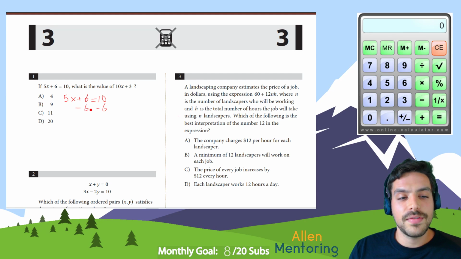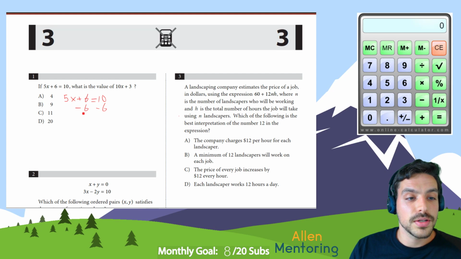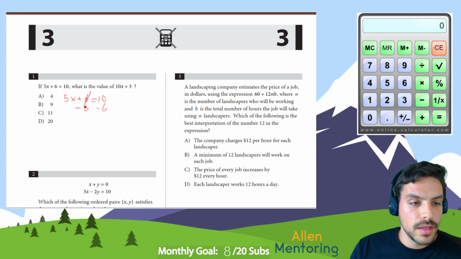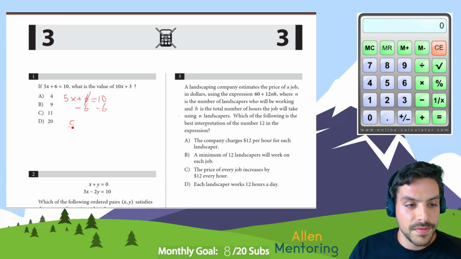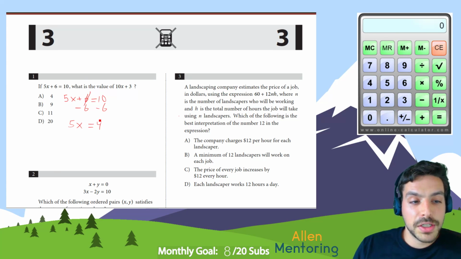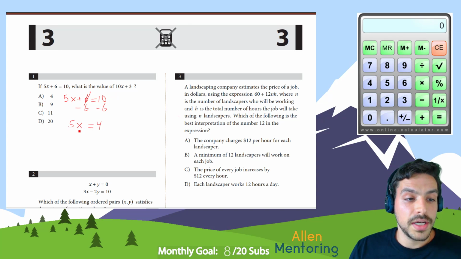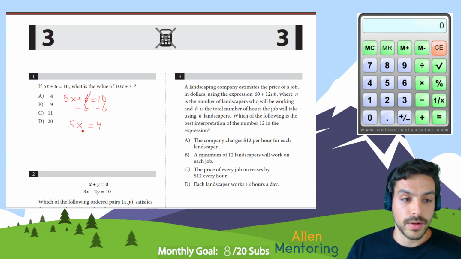So what's happening to 5x? It's being added by 6. I just want to do the opposite to both sides. So I'll subtract by 6 here. These cancel out, and we get 5x is equal to 4. So with this problem, actually, I can go 2 ways. I can either solve just for x, okay, isolate it, and then plug it back in here.